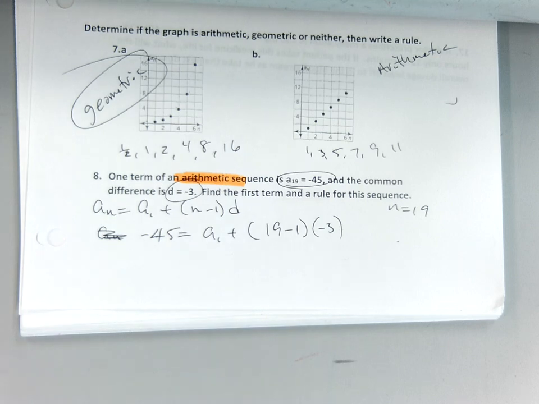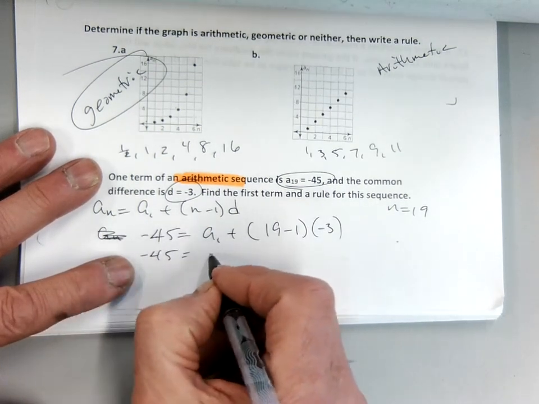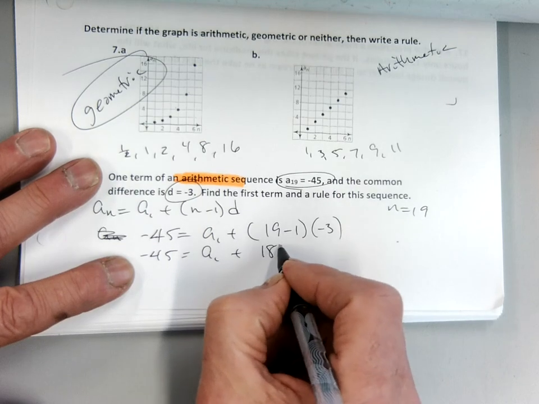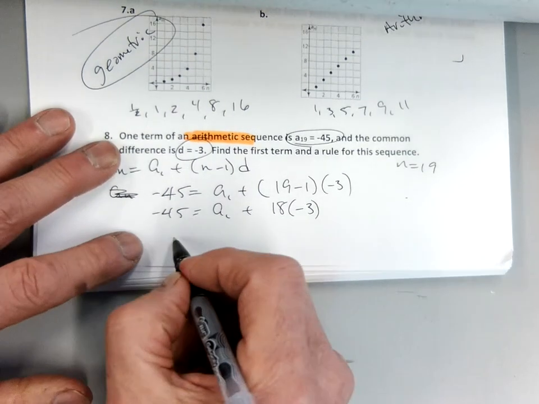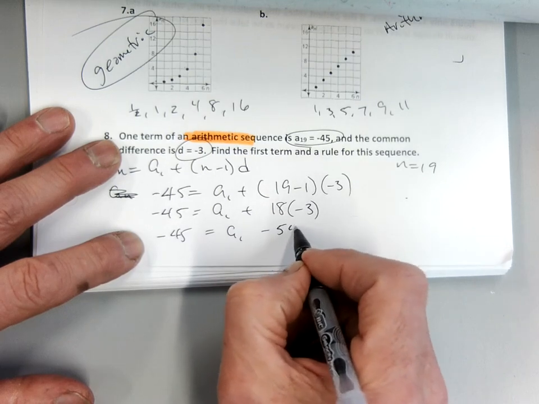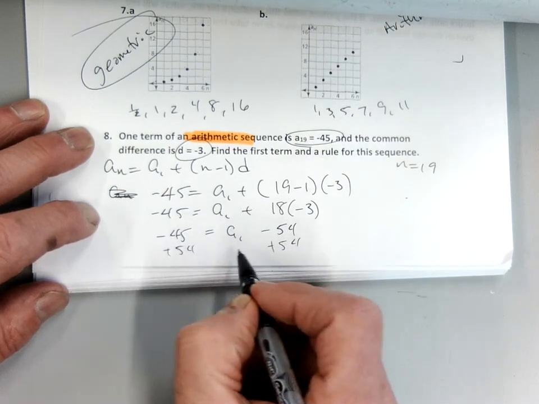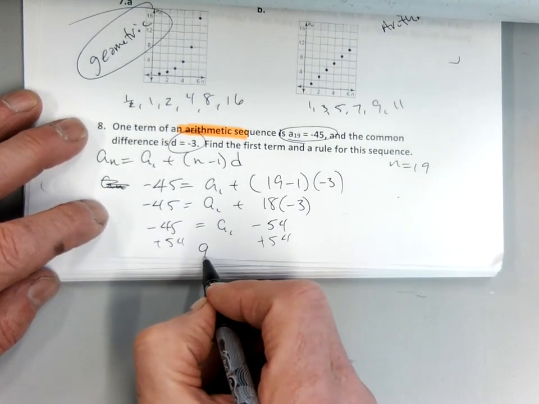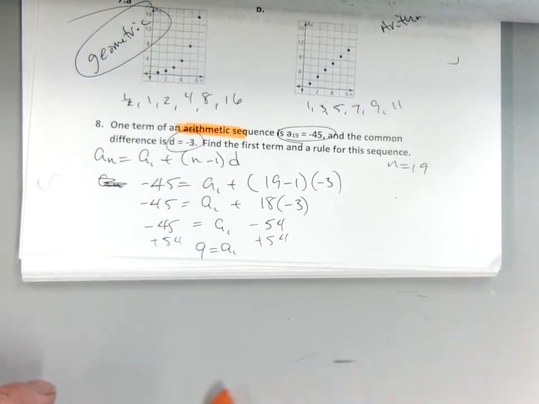a_n is a of 19. So I should be able to solve for negative 45. 18 times negative 3. We did this one in our warm-up. This should be helpful, right? Negative 45 equals a1 minus 54, plus 54, plus 54. I get a1 is 9. Now, I still need the formula, right? There's two parts. I found the first term.